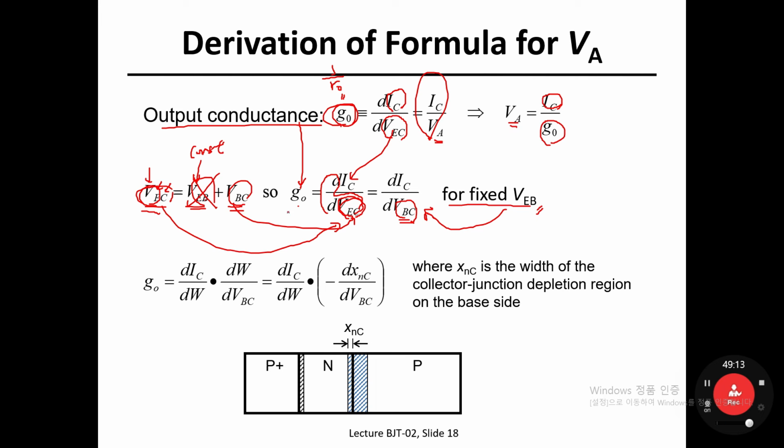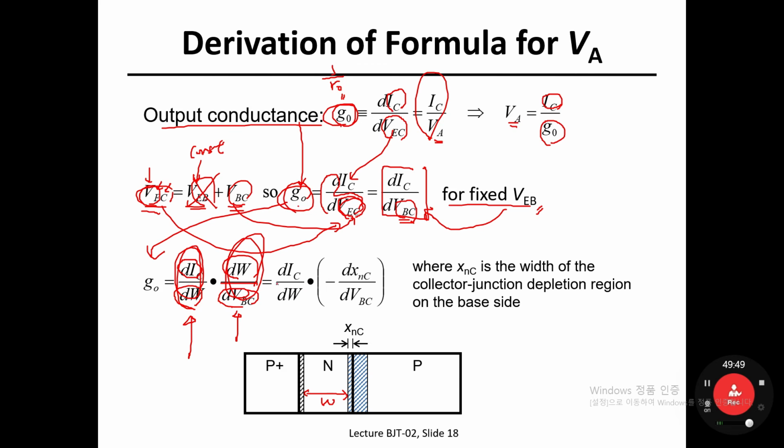Okay, now G naught, the output conductance, can be written as dIC/dVBC. But using the chain rule in calculus, let's use the derivative with respect to base width W. All right. So now let's look for the more detailed equation for this term and the second term.